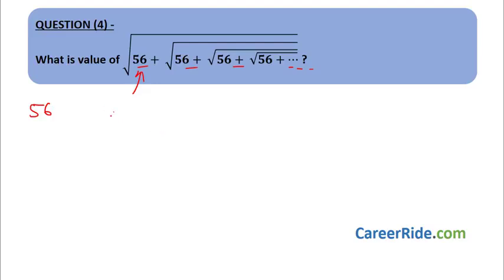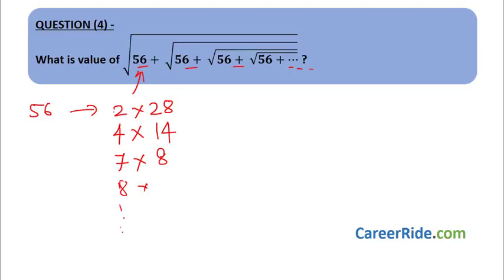What are factors? Factors are various multiplications of 56, as in what are the two numbers whose product is 56. Say 56 can be obtained by 2 into 28, then 56 can be obtained by 4 into 14. Then we'll have 7 into 8, and all these things again, it would be 8 into 7, that would be repeated. So that's not useful. So these are the three pairs by which we get 56.